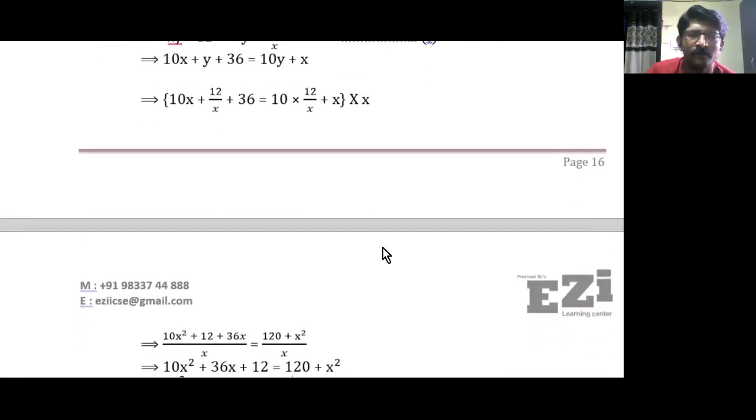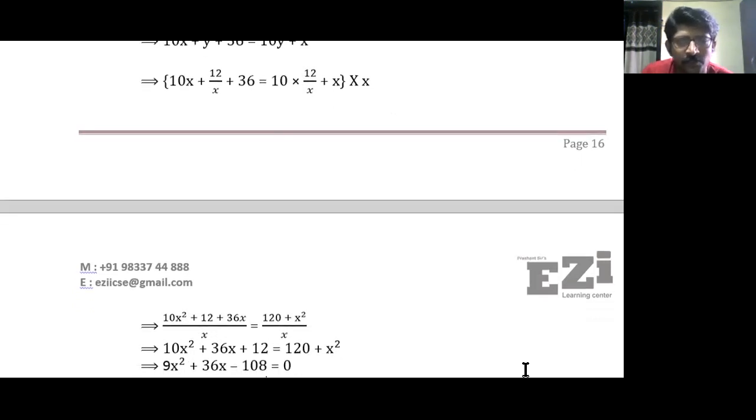Now if we multiply the left hand side by x, what will happen? 10x square plus 12 plus 36x, whole thing upon x, which equals, now again if we multiply this, 120 plus x square, whole thing upon x. Now whole thing upon x and whole thing upon x will get cancelled. If we cancel at both sides, you would be left with only the numerator, isn't it? And the numerator would be 10x square plus 12 plus 36x, which equals 120 plus x square. I hope students you are following this equation.